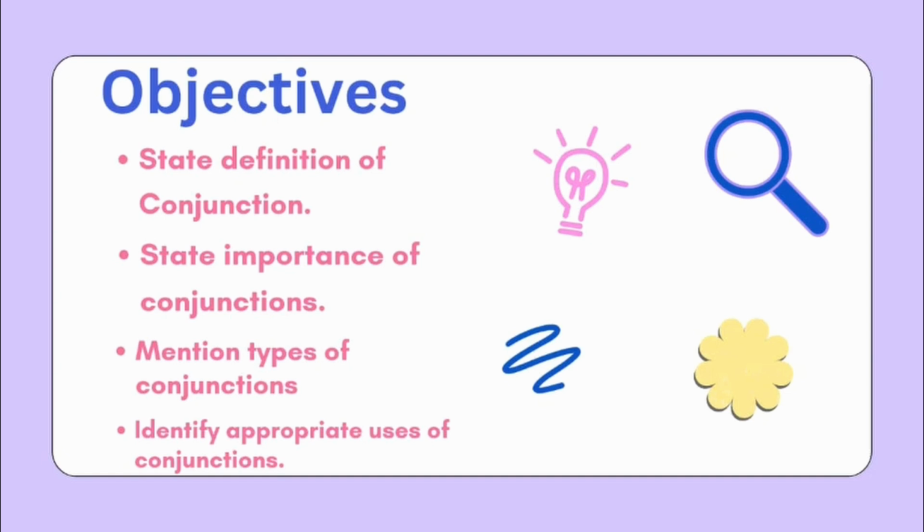By the end of today's lesson, I expect you to have mastered some things under the topic. One, you should be able to state the definition of a conjunction. You should be able to state the importance of conjunctions in our everyday expressions and writing. You should be able to mention types of conjunctions, and identify appropriate uses and examples of conjunctions that we will be looking at in today's class.